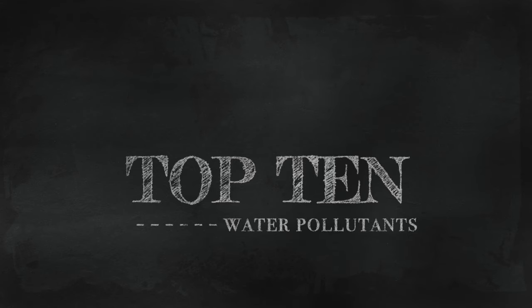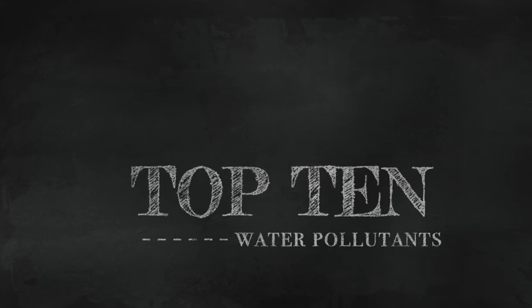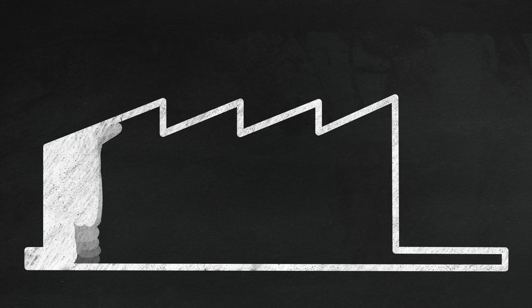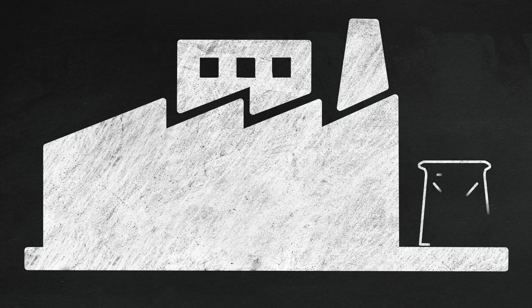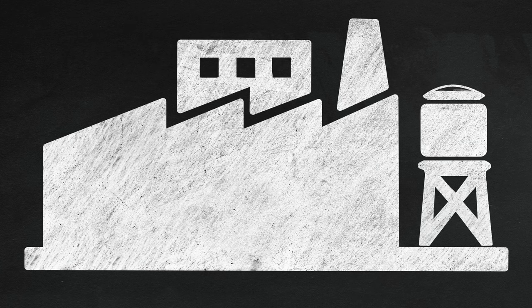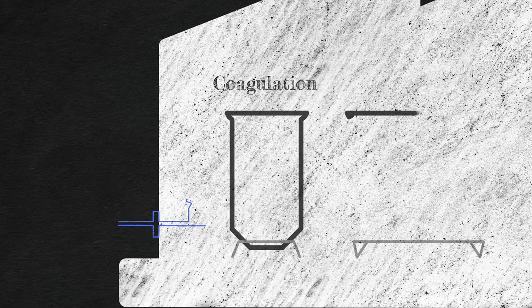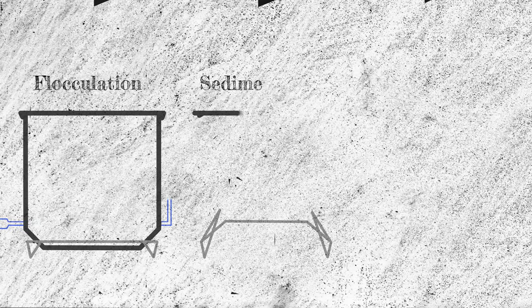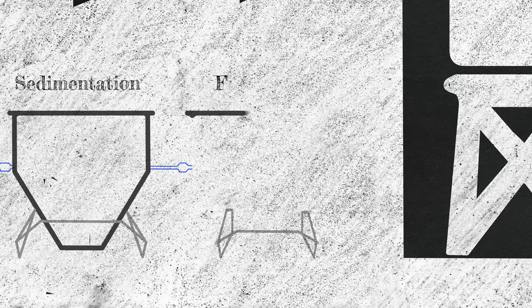Before we go through our top 10 list, I would like to walk you through the city water treatment process to understand things a little better. The following is a traditional water purification plant setup. For processing of surface water, you start with coagulation, then flocculation, sedimentation, and filtration.